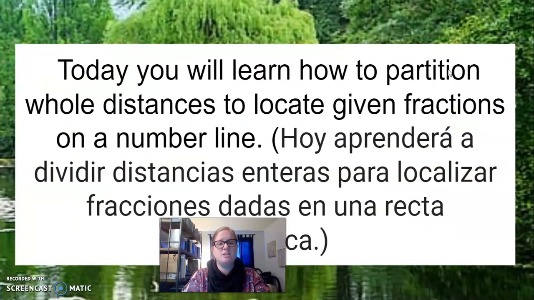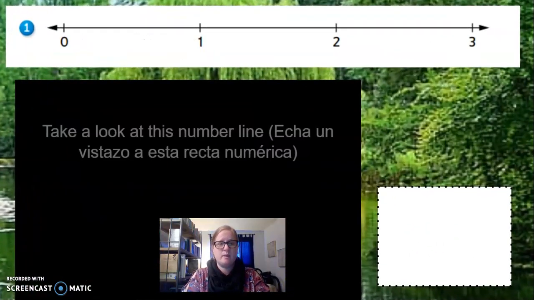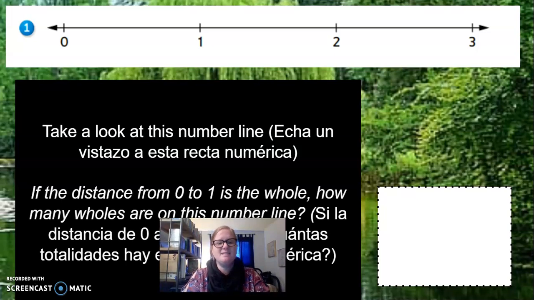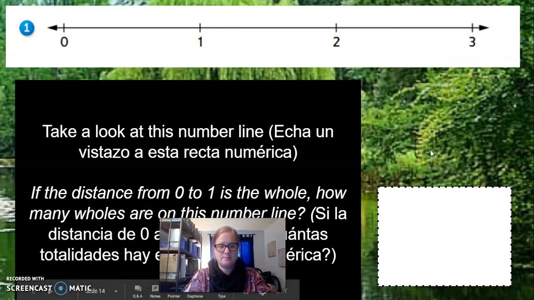Today you will learn how to partition whole distances to locate given fractions on a number line. Take a look at this number line. If the distance from 0 to 1 is the whole, right? How many wholes are on this number line? So this is 1 whole. How many total do we have on our number line? And put your answer right here in the box.